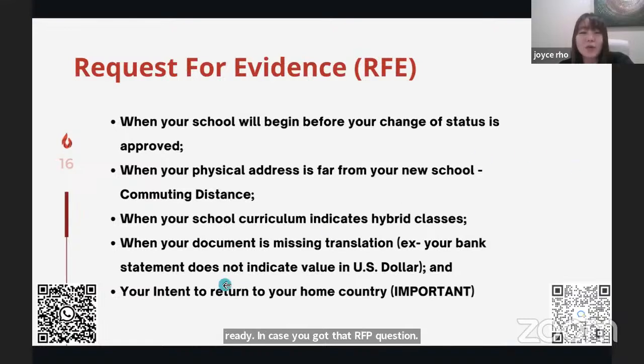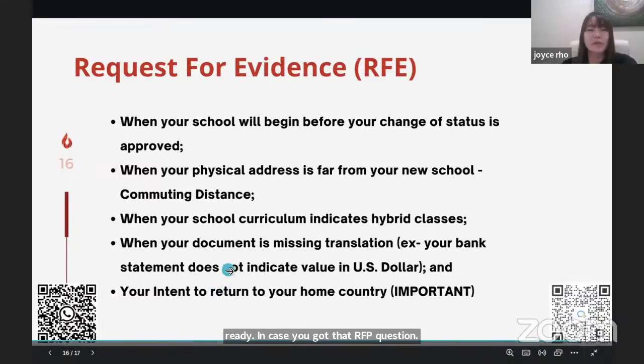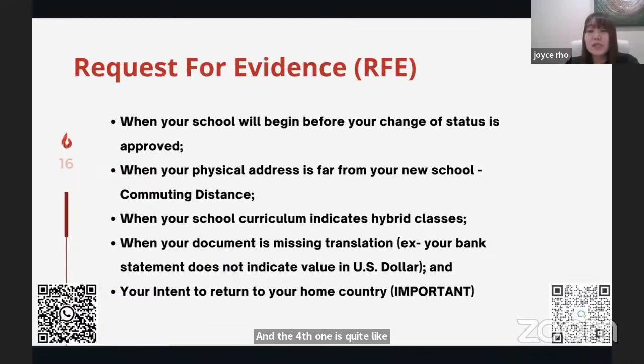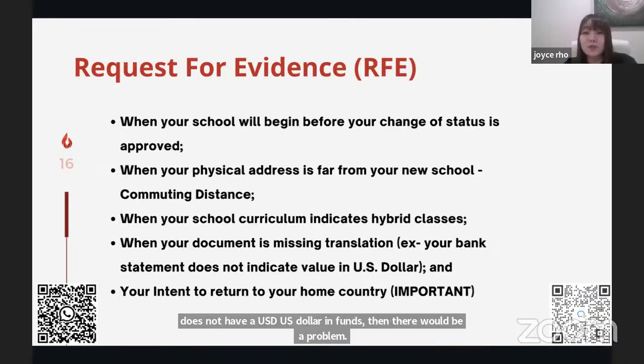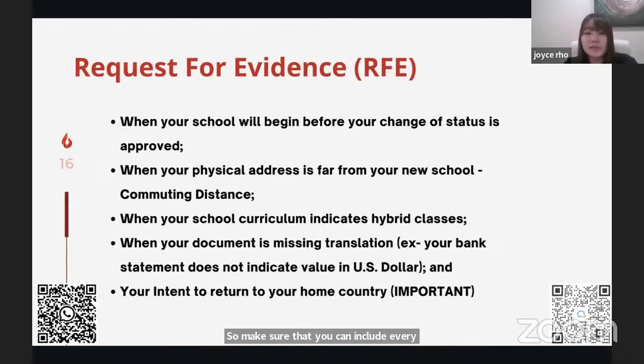And the fourth one, as already mentioned before, is that if your document is missing a translation, that is a problem. You will get the RFE, especially when your bank statement does not show funds in US dollars, then there will be a problem. So make sure that you include a translated version of every bank statement or other evidence.